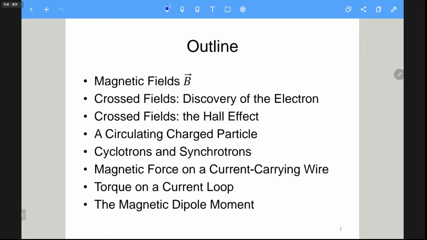Let's start recording. So this is the outline of this chapter. We first will try to introduce magnetic field, B field, cross fields, and then we'll talk about the cross field, which means that we have E field, uniform E field, and uniform B field perpendicular to each other in a space.